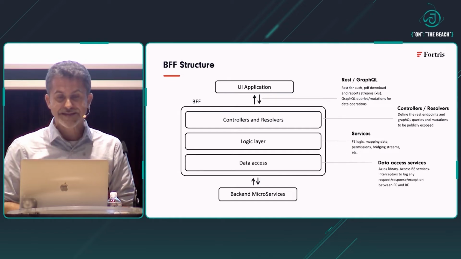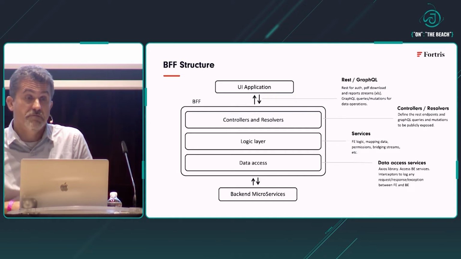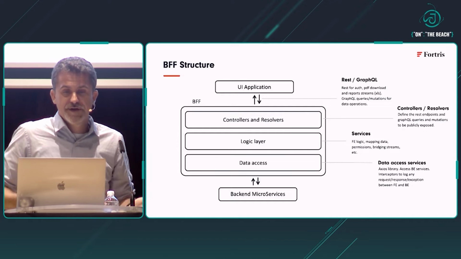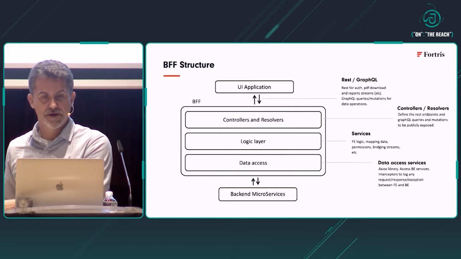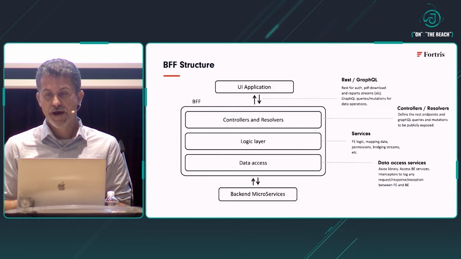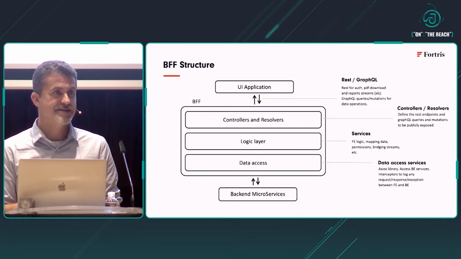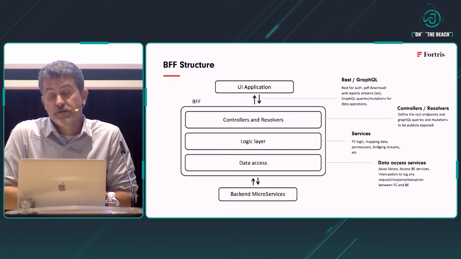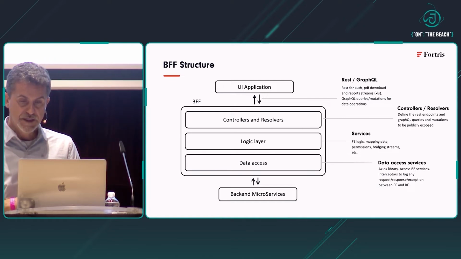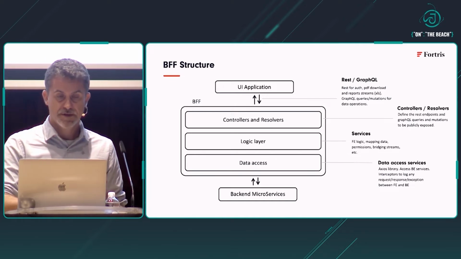And for the last layer, here we don't have a repository layer, we don't have databases, or at least not with the same purpose as the backend. So what we have here is a data access layer. We have several services whose only purpose is to connect with the backend and make the requests that we need.